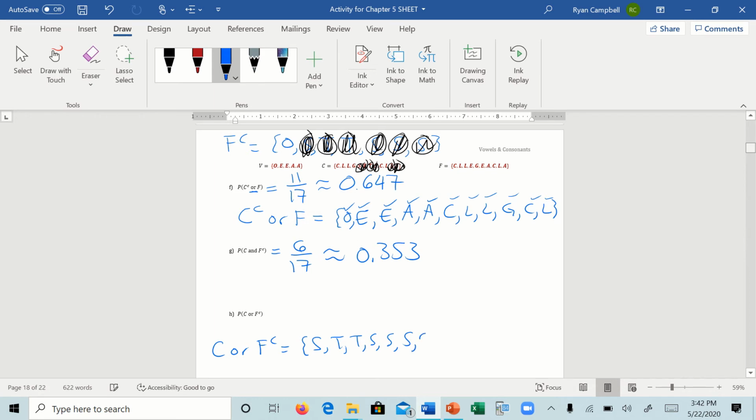So we have an O in the complement of F. And then we have a C, an L, a G, a C, and an L. So those are the only ones left over in C, right? Because again, don't want to double count any S's or anything. So when we count them all up, we get 1, 2, 3, 4, 5, 6, 7, 8, 9, 10, 11, 12, 13. So there's 13 out of 17, which when you divide that out, you get 0.765.